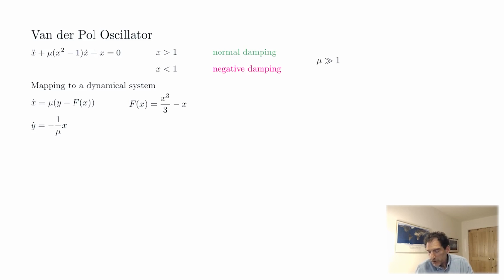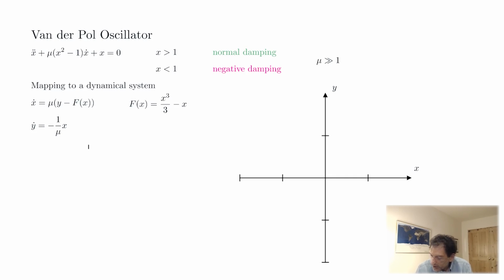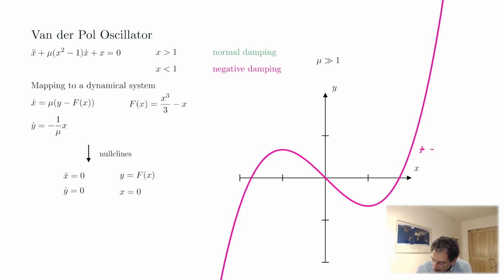And once again, we apply the tools that we've been learning about, looking at the nullclines and the behavior near the nullclines. So if I plot in the xy plane, there are two nullclines. Setting x dot equals 0 gives me the nullcline y is equal to f of x, and y dot equal to 0 just gives me that x is equal to 0. So let's look at the flow around these nullclines. The nullcline x dot equals 0 is just the cubic curve x cubed over 3 minus x. So it's a cubic curve that looks something like this.